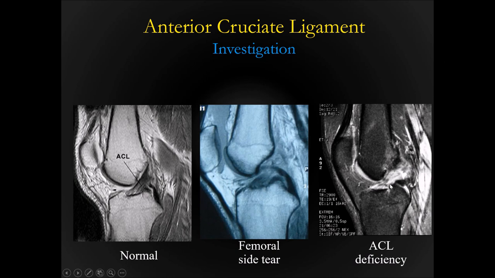So an ACL tear will look like this. You see the normal ACL, but MRI is very expensive in Thailand, so examination is more important. When your ACL is torn, most of the time the tear is close to the femur, so you can see only the tibial stump. You see this black signal? This is the ACL. This is a long-standing chronic ACL injury. The ACL will disappear. We call it ACL deficiency.